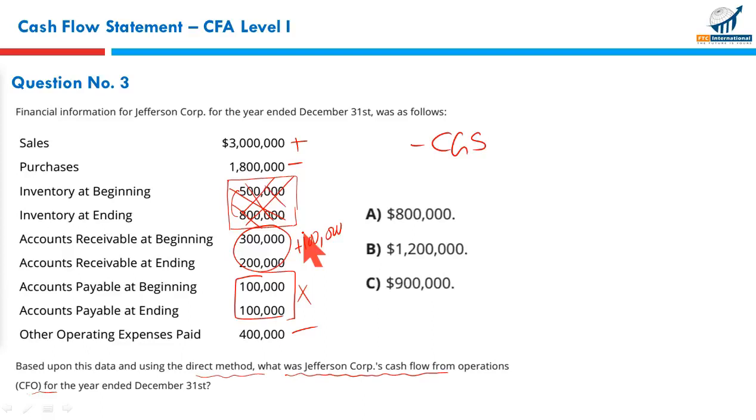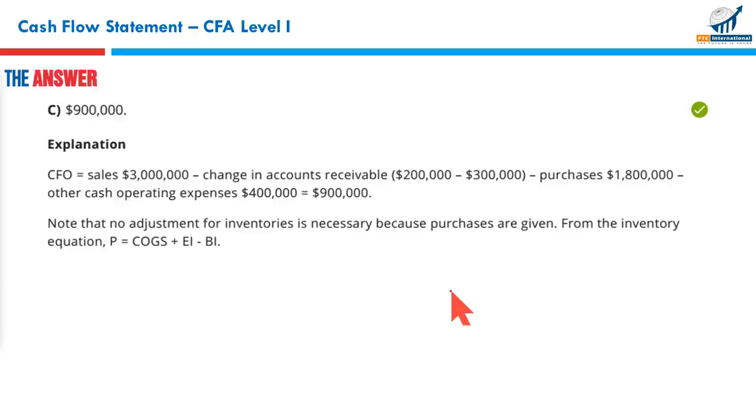So 3 million less 1.8 million plus 100,000, and from this deduct 400,000. What you get is 900,000. So this is your cash generated from operations using the direct method, and $900,000 it is.